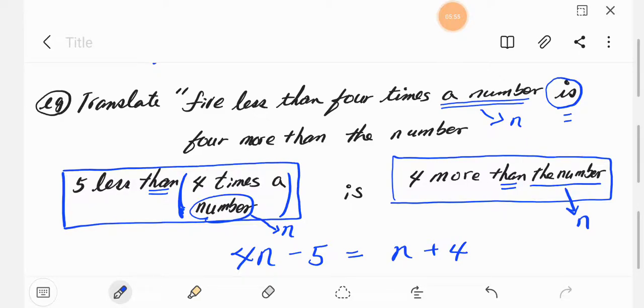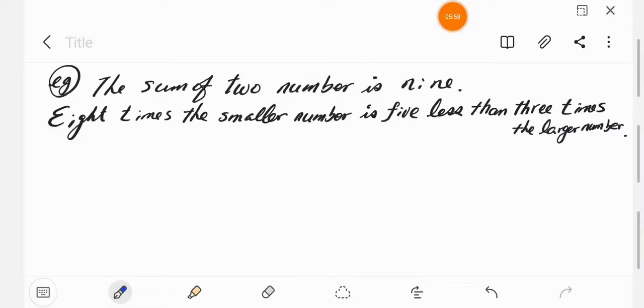Okay, then let's try another example. For this example: the sum of two numbers is 9. We don't know what those numbers are. So one is the smaller number, one is the larger number. 8 times the smaller number is 5 less than 3 times the larger number. So let's say x is the smaller number and y is the larger number.